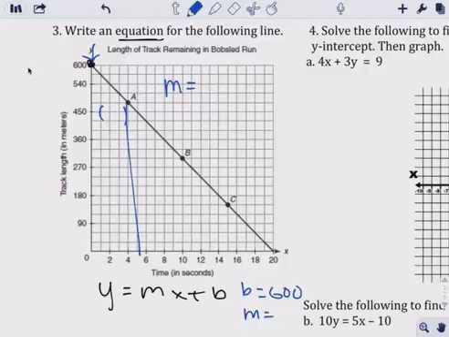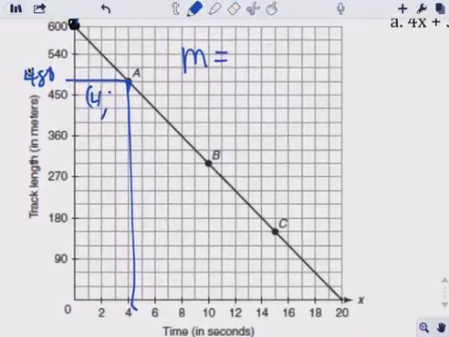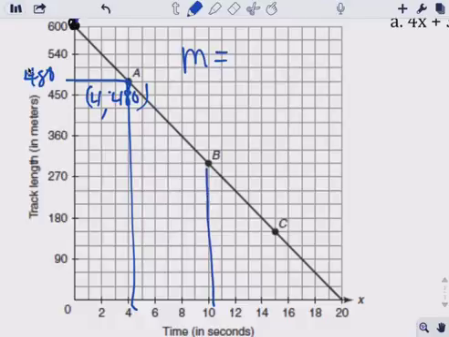That's not it. Wrong. 4 and 480. 4 and... and 10 and 300.